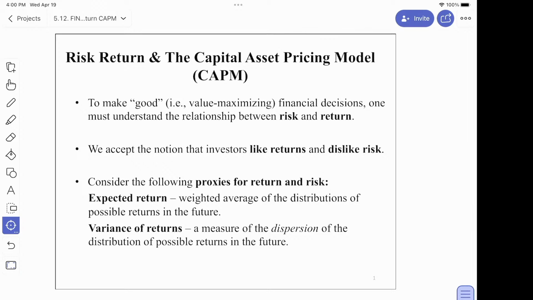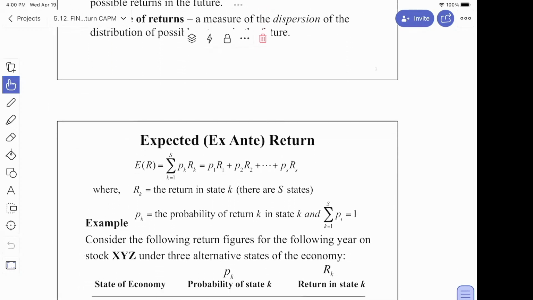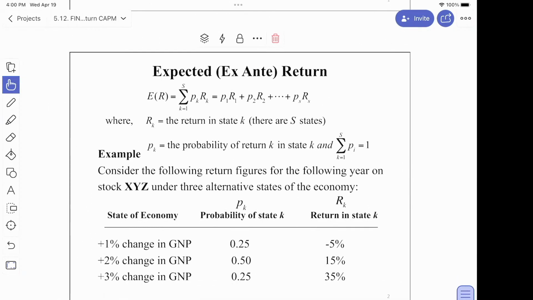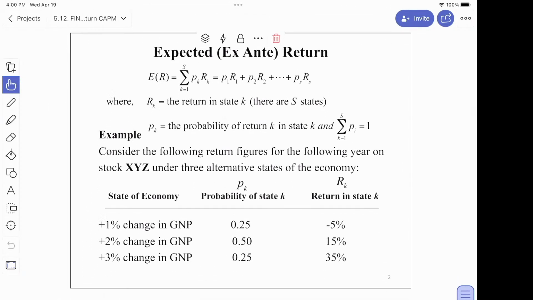In terms of the risk, we're going to use the variance of those returns as a measure of risk, a measure of the dispersion of the distribution of possible returns in the future. All right, so that's why we need statistics, okay? To do any of this, we need statistics. So as I introduce to you, let's make sure you can see what I see.